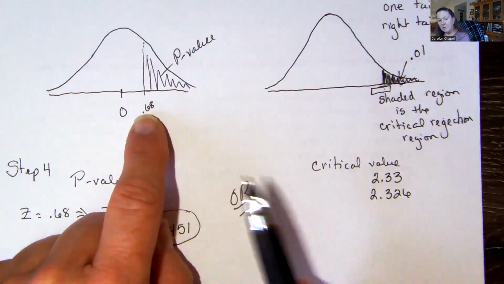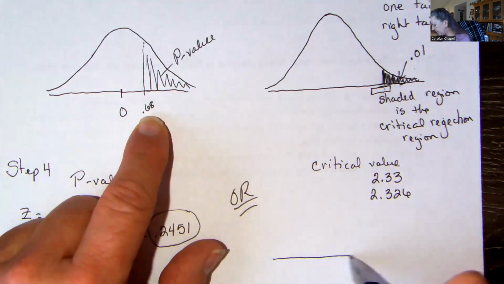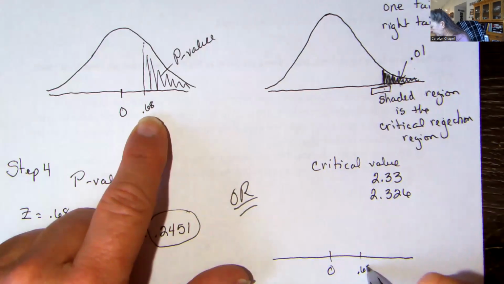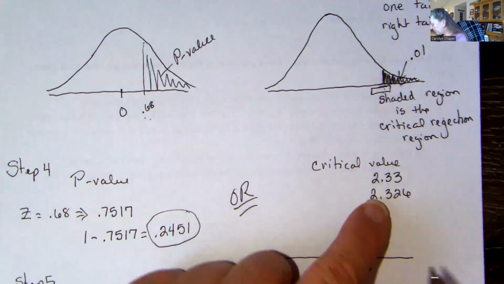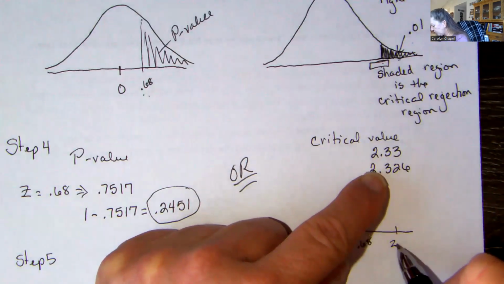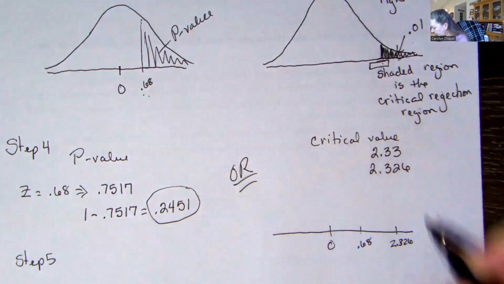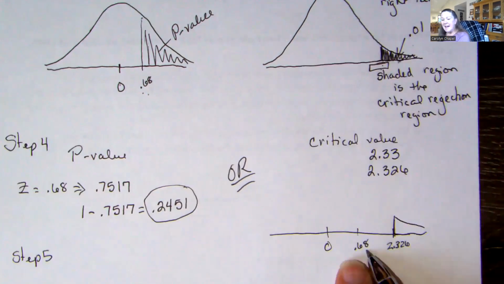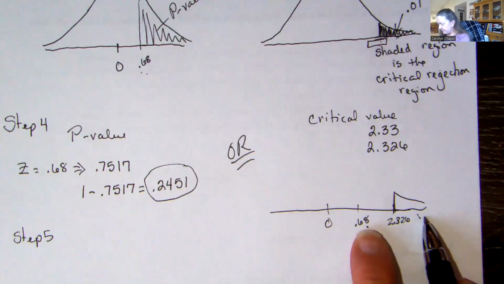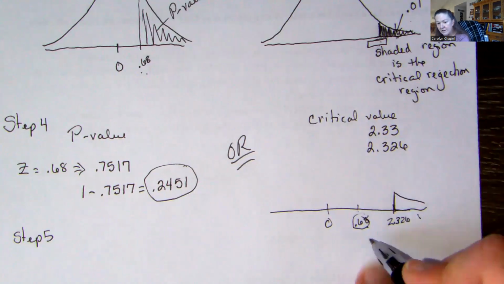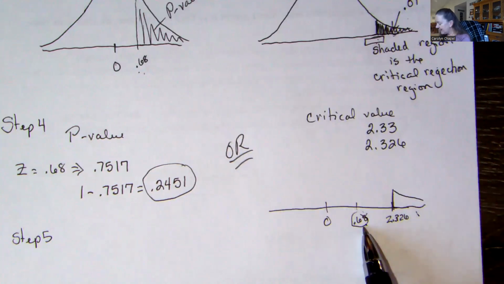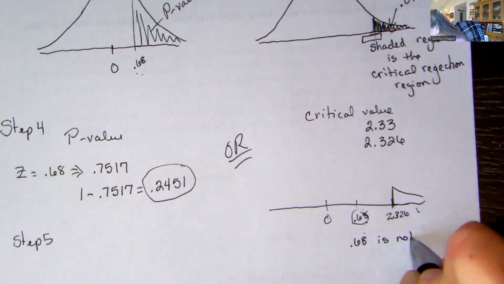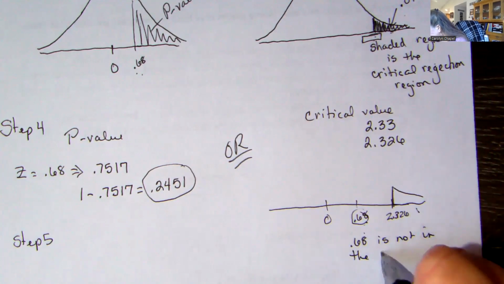So we can do a couple of things. If I look at a number line, here's my 0, here's my 0.68. My critical value, I'm going to put that on the same piece. Here's that 2.326, which gave me the boundary for that. This is not inside that critical region. So we want to know, where is this located? 0.68 is not in the critical region.